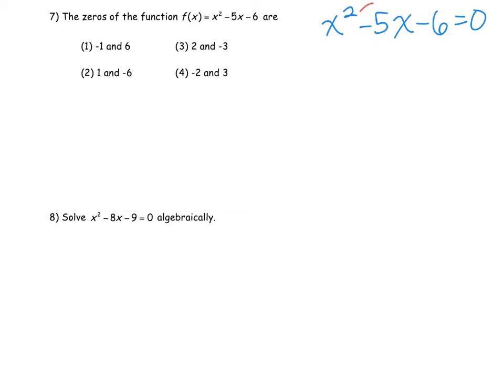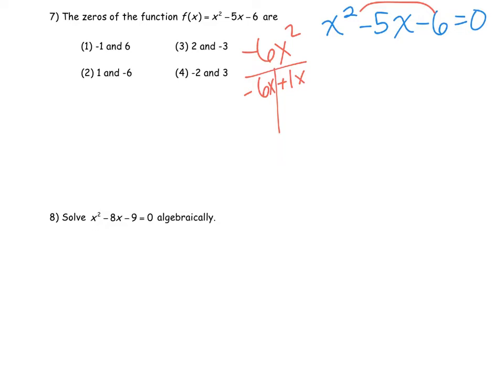If I take the master product, I have -6x squared. I need to break this up. What are 2 numbers that are going to multiply to -6 but add to -5x? So we have to think. Let's try -6x and +1x. Does that work? -6x times 1x does get me to -6x squared. And when I add them together, yep, that's going to work. It's going to add to -5x.